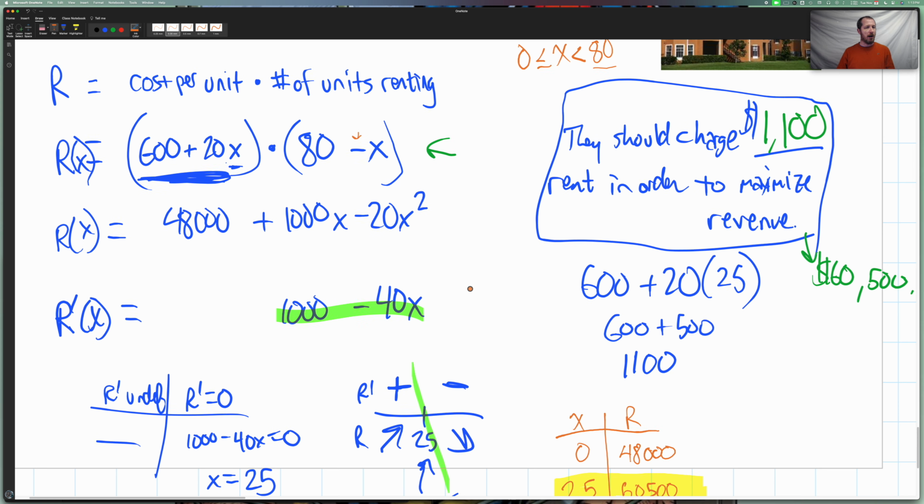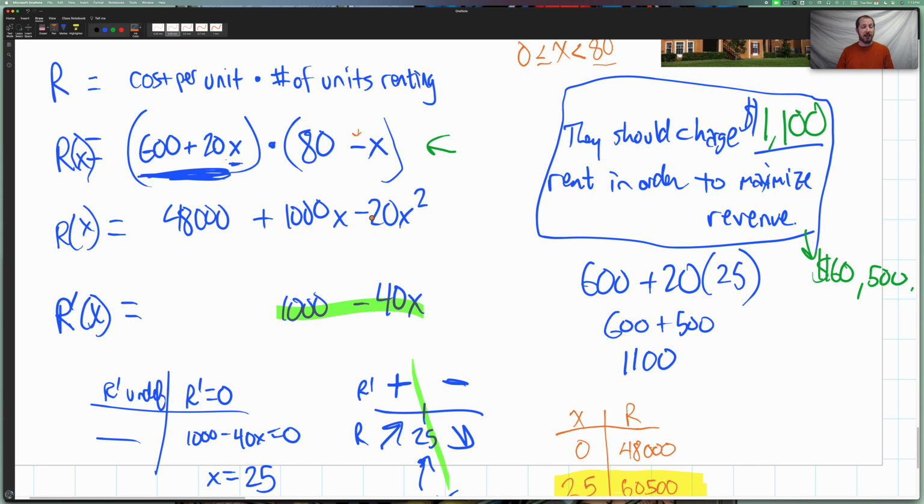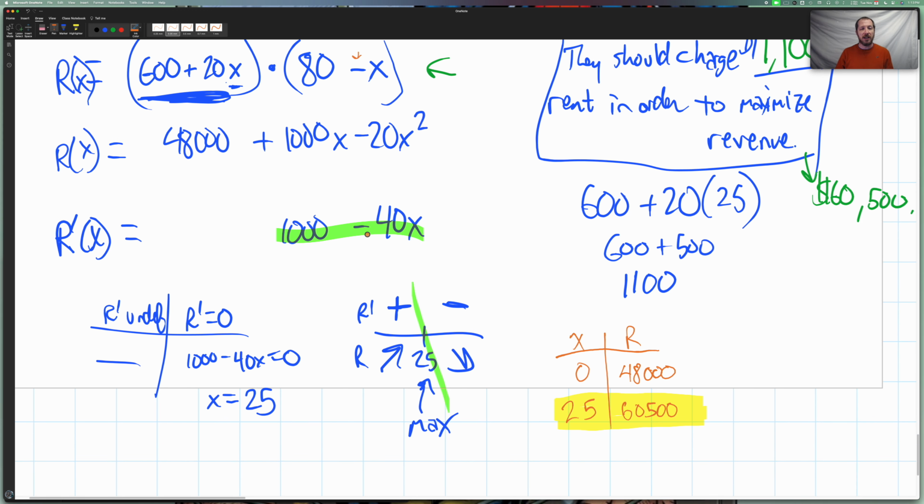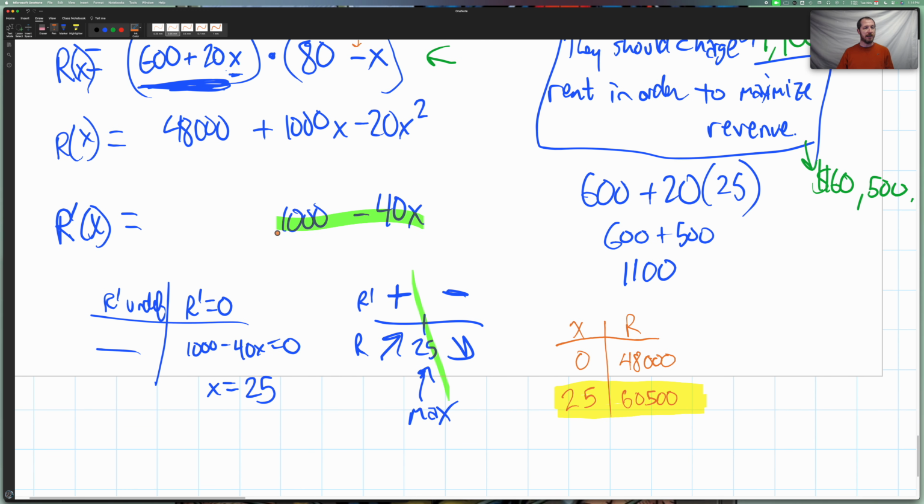Okay, so back to our revenue equation. Let's take the derivative of that. Derivative of a quadratic is a linear, so we should expect just one critical point from this. It's not undefined anywhere since that's a linear function. So where does r prime equal 0? Solve that, we should get 25. It's a negative slope on our derivative, so we're going from a positive r prime to a negative r prime. That tells us this is a maximum, since we have a sign change from positive to negative.